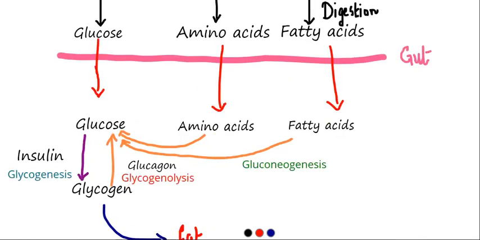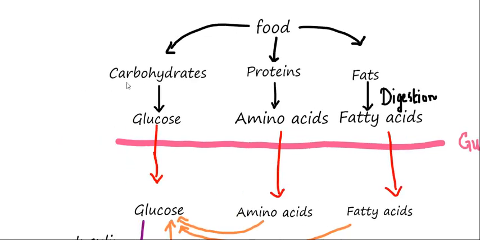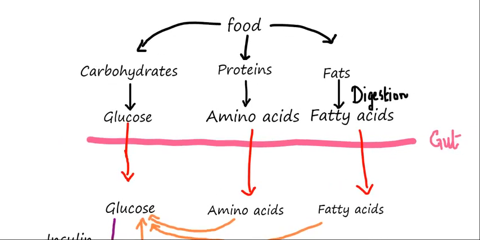Here, as you can see, we ingest food, right? Now our food consists of the following macronutrients. So the macronutrients in our food are the carbohydrates, then we have the proteins and we have fats. So food usually consists of these three things, in majority carbohydrates, proteins and fats.